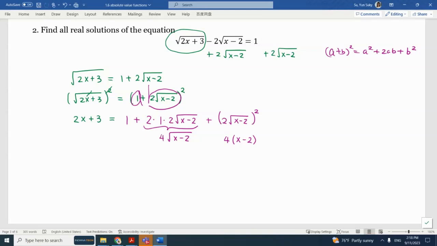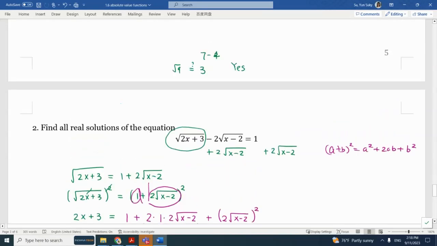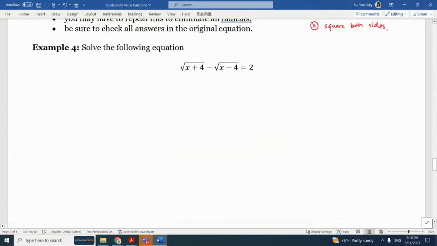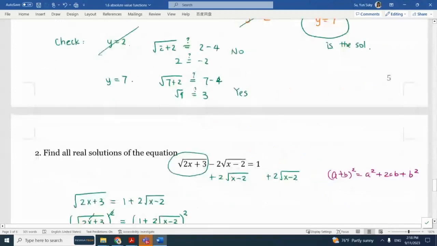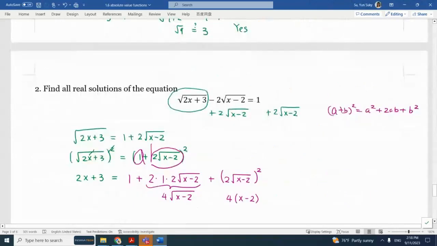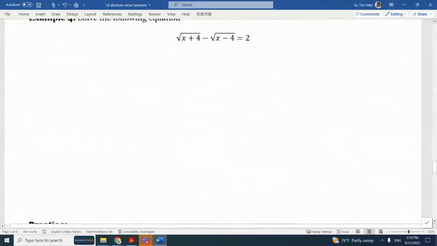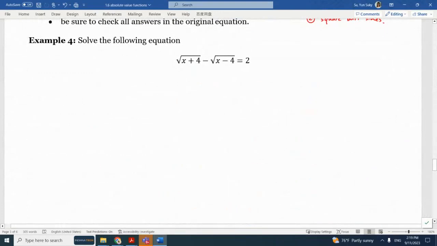Good. Do you see this problem and this problem are kind of similar? So I hope we do this problem together in class, and then after class, you try this problem. And the solution is posted on the website. Okay, everybody?